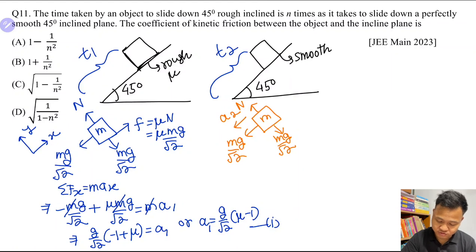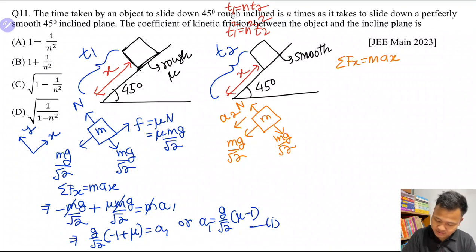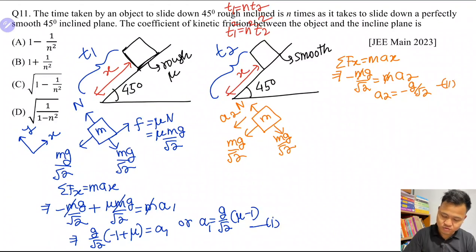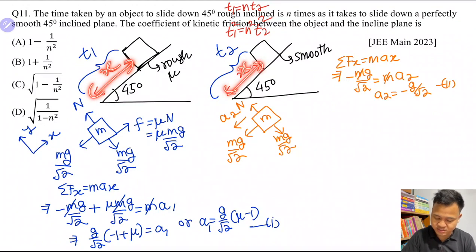Now the force equation: Fx equals ma. Here the force is mg by root 2 equals m into a2, so a2 equals g by root 2. This is equation number 2. Now see, this is x, the distance traveled, so the time for both is t1, this is t1.